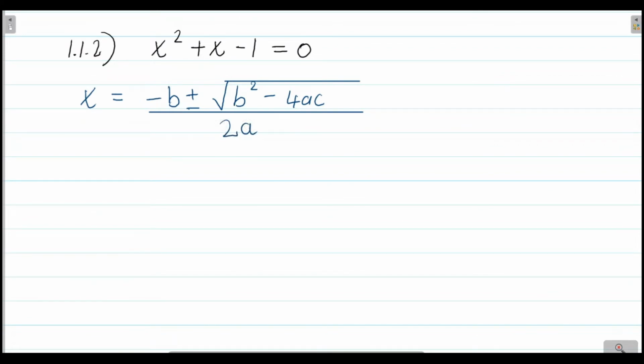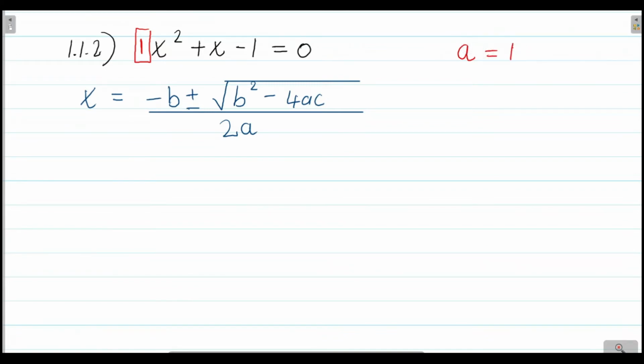So what is our A? What is our B? What is our C? Okay, so what is our A, guys? Right? So our A is the coefficient for your x squared. That is your A, and it's 1. Okay, we know that there's like an invisible 1 there, right? So your A is equal to 1.